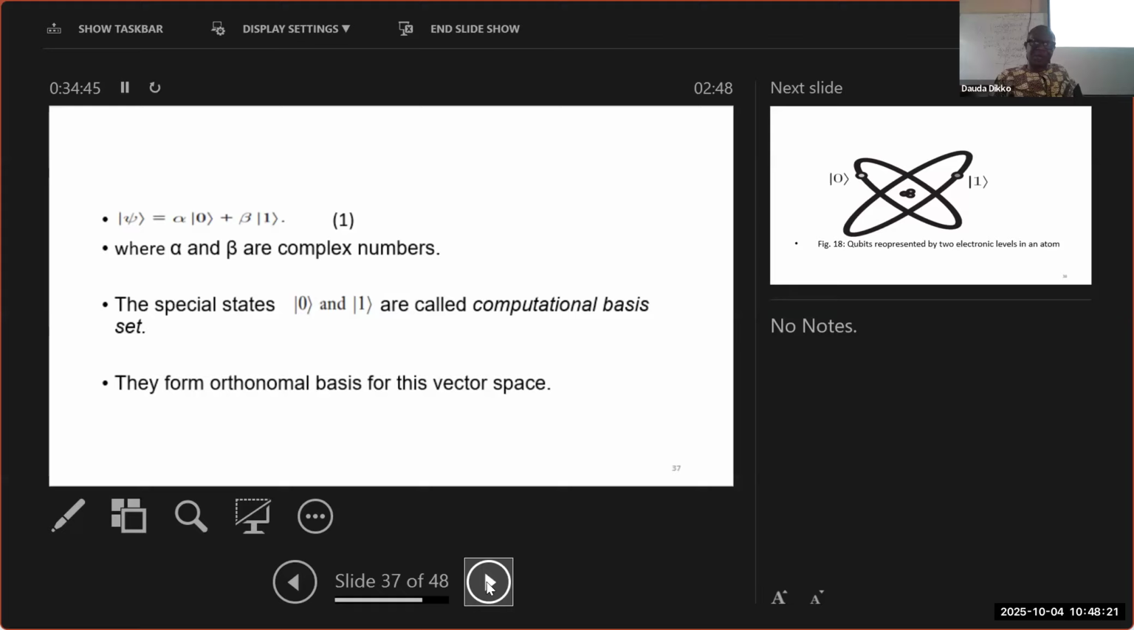So alpha and beta can be complex numbers. If you still recollect, a complex number z can be represented by x plus iy, where y is the imaginary part and x is the real part. The special states, 0 and 1, are called the computational basis set in quantum computing, and they form the orthonormal basis for this vector.